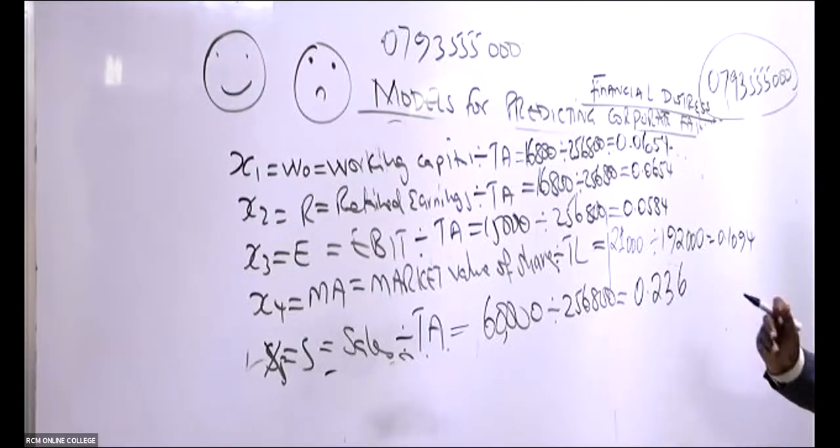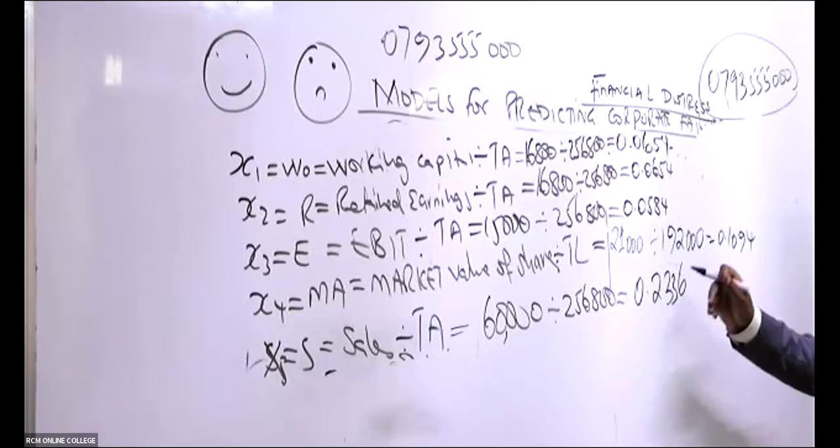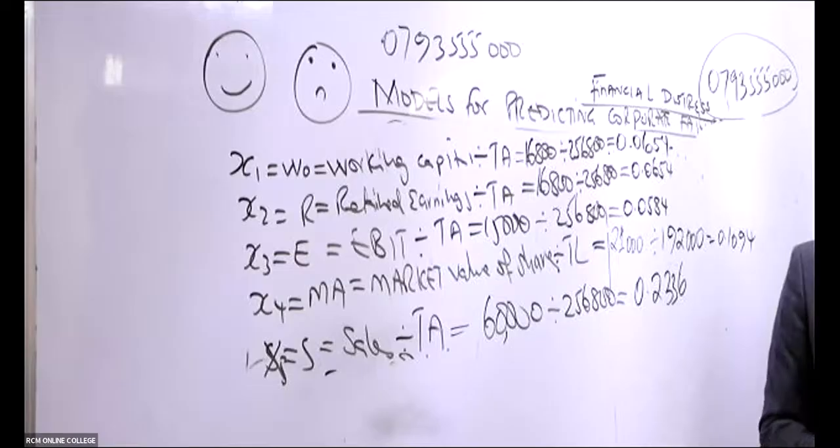Which then will end up giving us 0.236, but I want 4 decimal places. So the online ninjas are also getting the same.